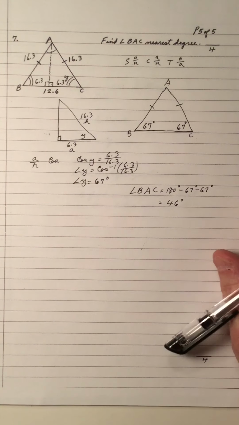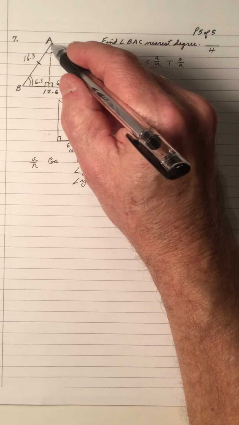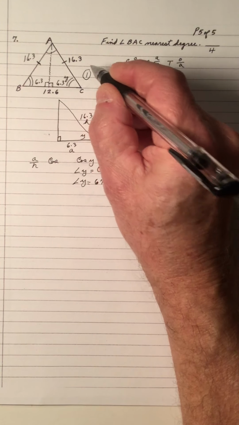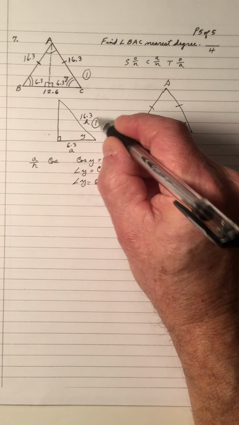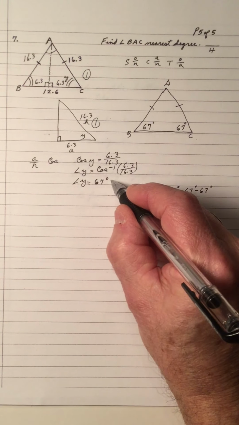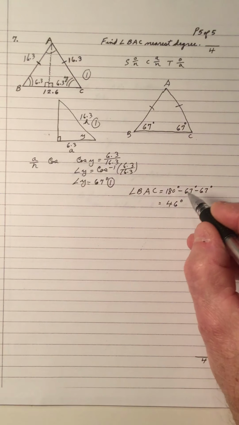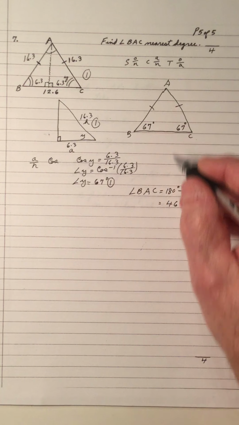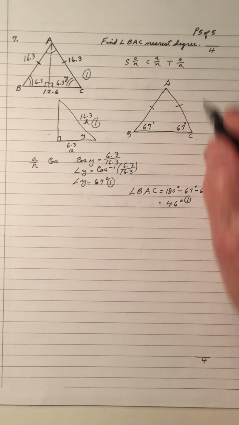So what happens here, if you drew this altitude and set the triangle up like this, you got 1 point. If you drew this triangle, you got another point. If you got this angle right here, 67, you got another point. And if you got the final one, saying these two angles are equal, subtract from 180, you got another point. So there's your 4 points.